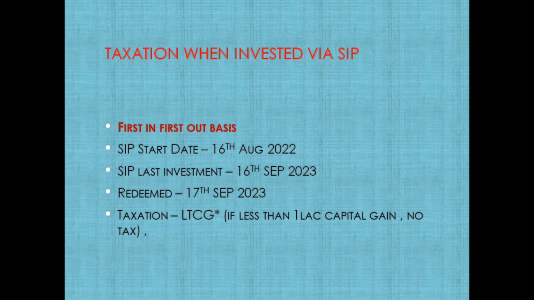That means your first SIP start date is 16th August and your redeem date is 17th September, so that is around 13 months. So it will come under LTCG, long-term capital gain. If your capital gain is not more than 1 lakh, then you don't have to pay any tax. But you can see there is a star. That means if you have capital gain on the units purchased from the second month onward in your SIP, that will come under short-term capital gain, so you have to pay the short-term capital gain tax at a flat rate. That is why I put a star there.